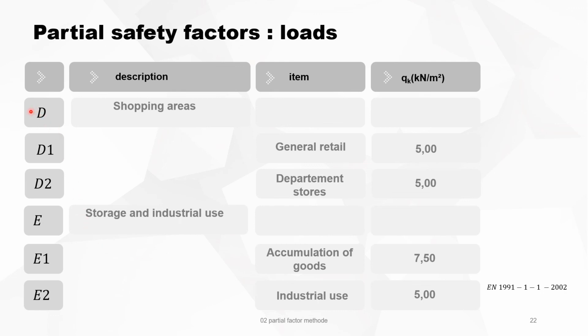Then we arrive at category D, the shopping areas. When it's a general retail, a small shop, it is 5. A department store, it's also 5. And storage and industrial use, then if you have an accumulation of goods, it's 7.5. When it's for industrial use, it's 5.